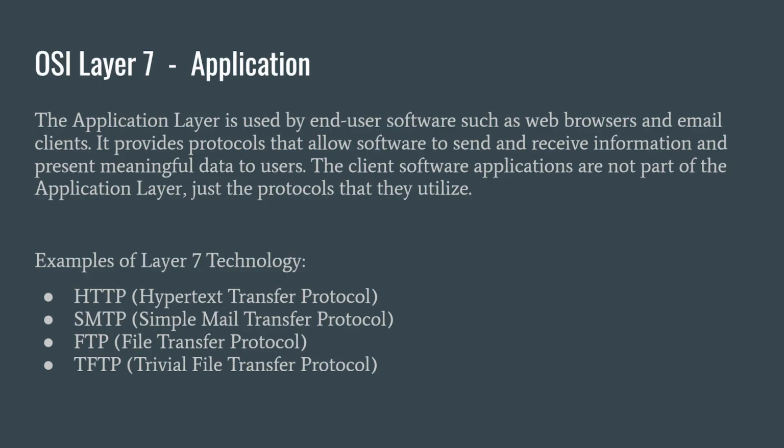Some examples of Layer 7 technology include Hypertext Transfer Protocol, which is HTTP, Simple Mail Transfer Protocol, SMTP, File Transfer Protocol, FTP, and Trivial File Transfer Protocol, TFTP.